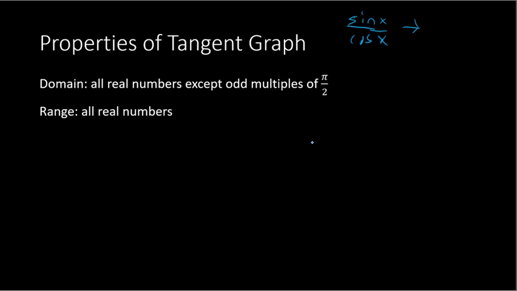The range, the y values, would be all real numbers, because remember it was going down and then up like this. It's going to go up forever and down forever, meaning y can be anything. The period is actually different than cosine and sine. The period for tangent is pi.